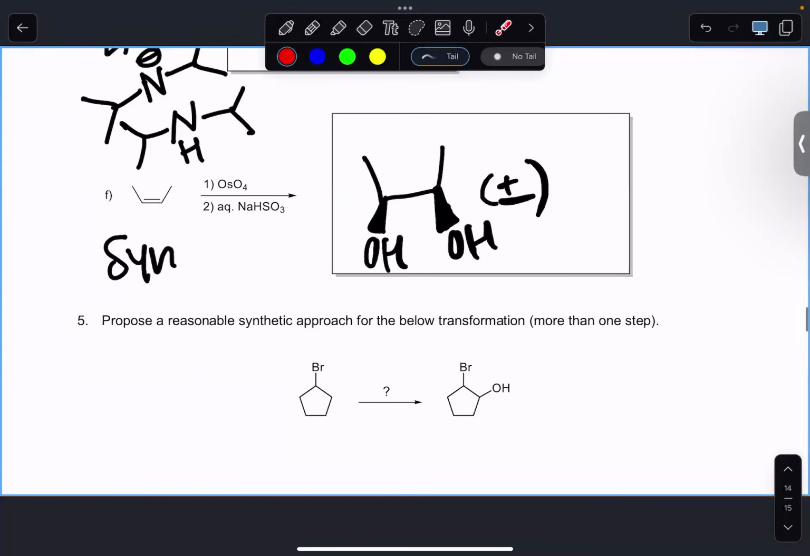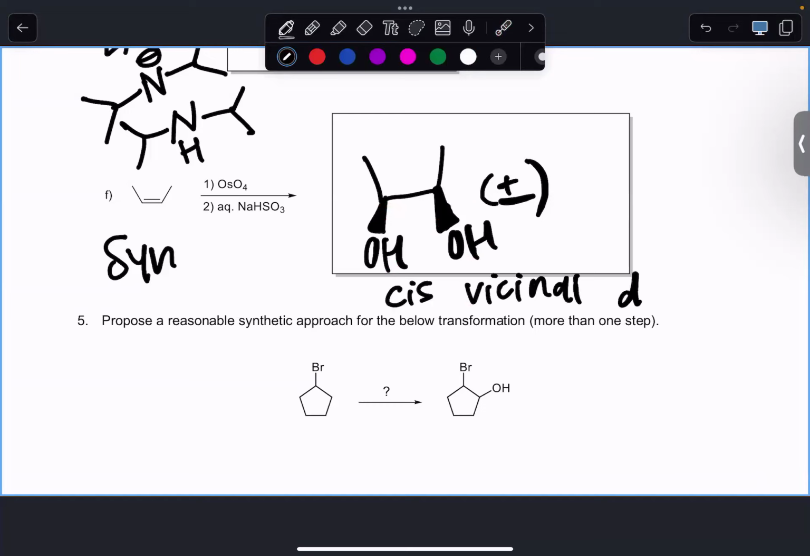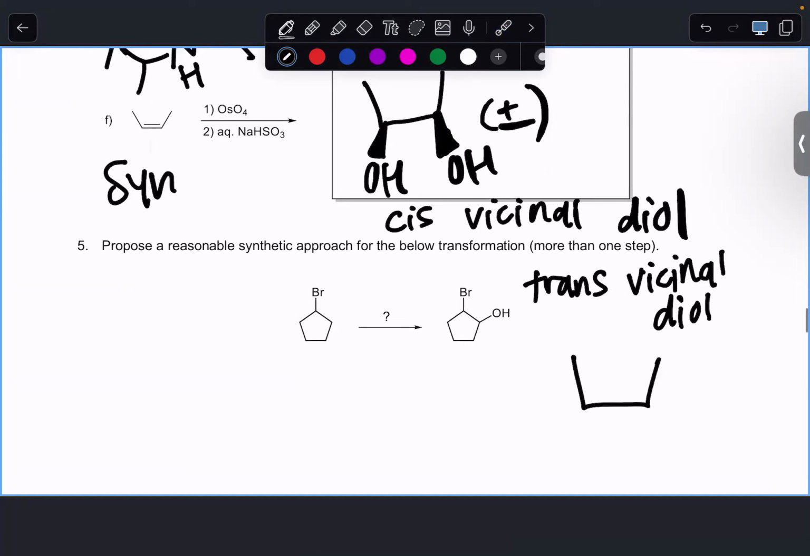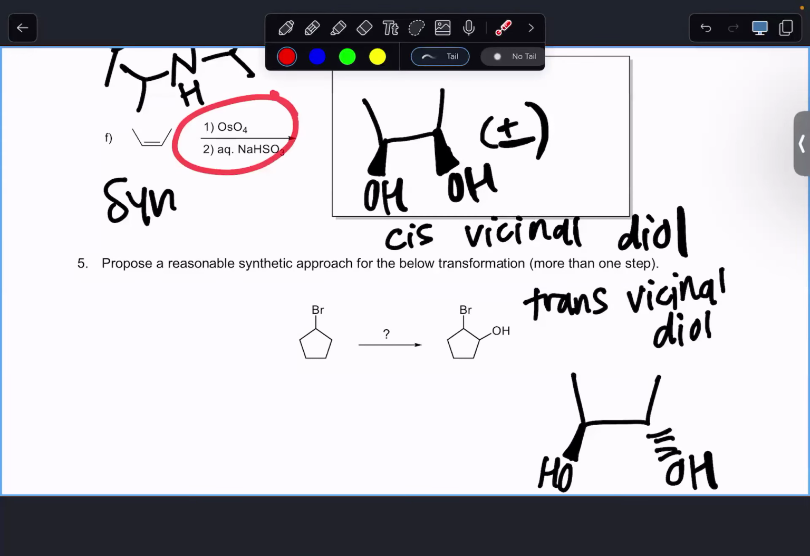So you know how this is a syn or cis vicinal diol? So this is cis because they're on the same side. Vicinal meaning that they are adjacent to each other. Diol meaning that there's two alcohols right there. Let's say we wanted to synthesize a trans vicinal diol, where the alcohols are trans to each other. We cannot use the osmium tetroxide reaction anymore.